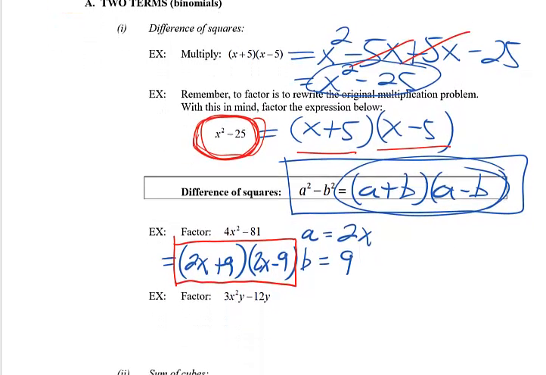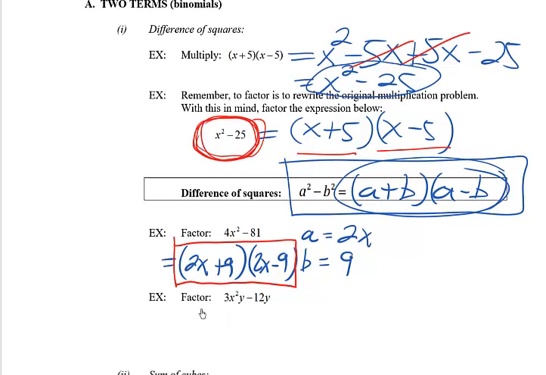Let's take a look at the second example. Factor 3x squared y minus 12y. Again, step 1, pull out the GCF. I think I've got one this time. It looks like I have a 3 as far as the numbers that are in common to both. No x's. The second one doesn't have any x's, but each one has a y. I can pull that out.